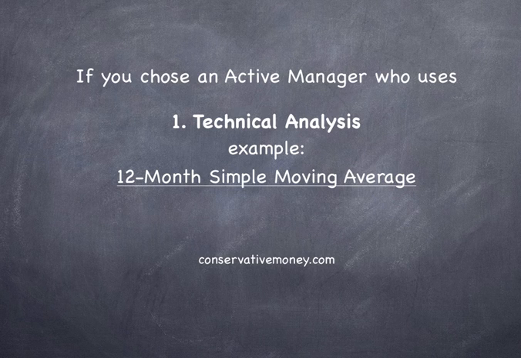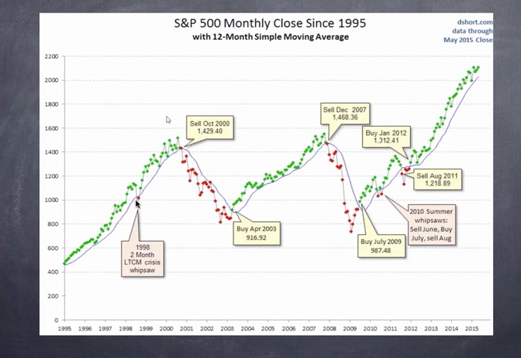So if you choose an active manager who uses technical analysis, for example, in this case the 12-month simple moving average, it would look like this. They would sell when it was red, buy when it was green. So instead of buying and holding this whole period and hoping prices go up, you are actively taking a participation in the selling of the vehicles at certain times.